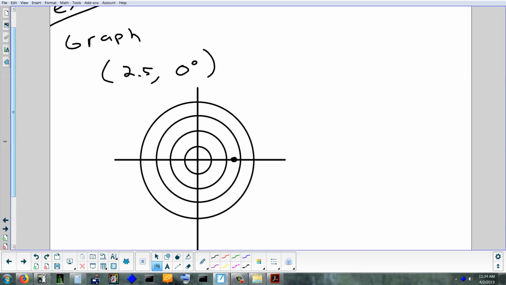And there are other ways you could get to that point besides that one. You could do -2.5, 180, -2.5, -180, and actually that would be it. So there are not 4 different ways to get to that point. There's only 3. And that's because it's on an axis. Any questions on that one?